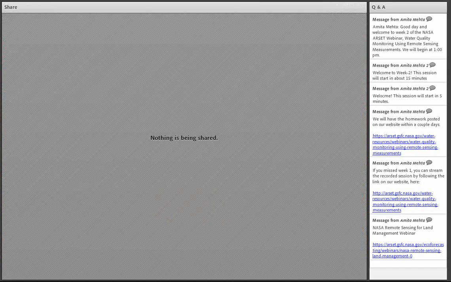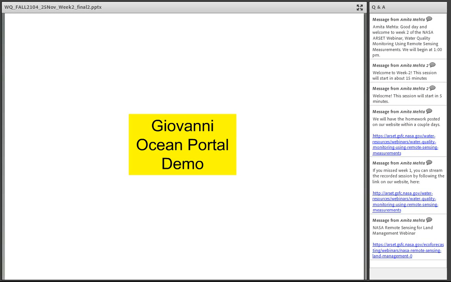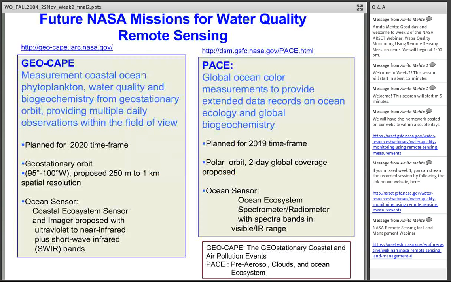So going back to the presentation, all the data that we saw, MODIS level 3 data and level 1 and 2 data, are available through these tools, Ocean Color Web and Giovanni, and they can be visualized and downloaded for any region. So that brings us to our future missions. These two missions are planned, especially for continuing ocean color measurements.